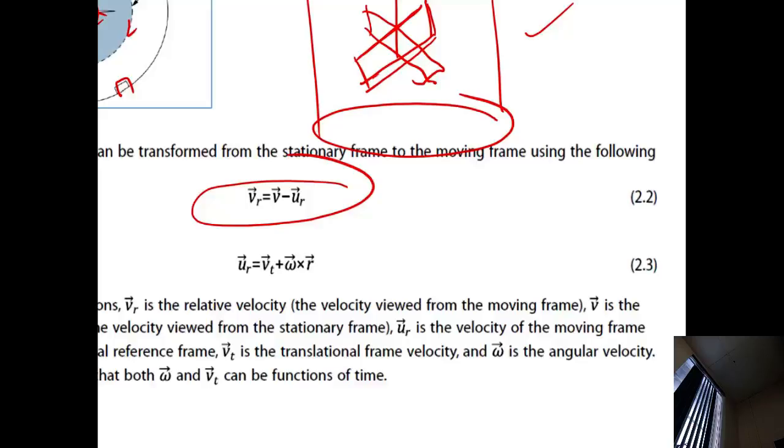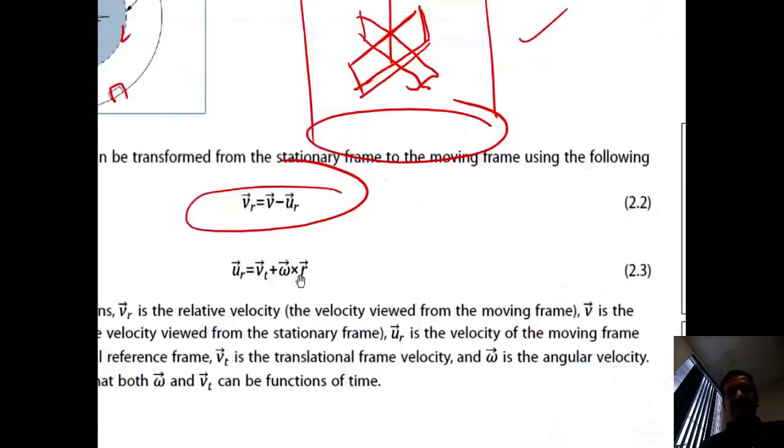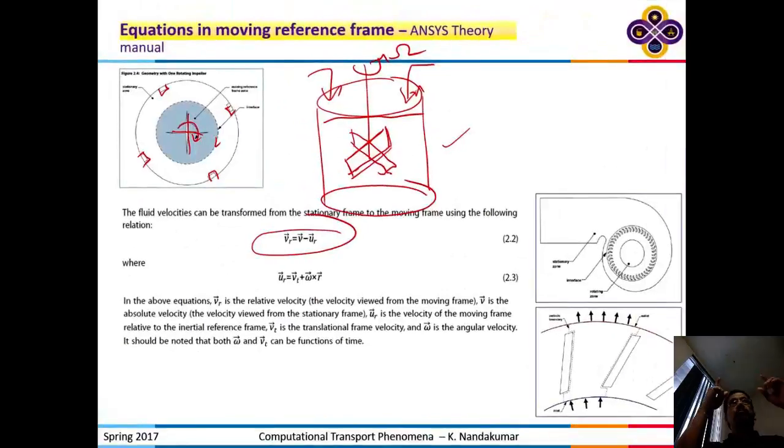treated as a combination of translation and rotation motion. An arbitrary motion is given as a combination of these two. In a sense, by specifying these three, you can construct any arbitrary reference frame motion with that. So COMSOL and Fluent will require you to provide that information, the VT, the omega, etc.